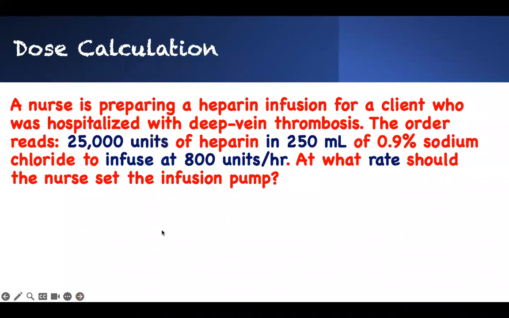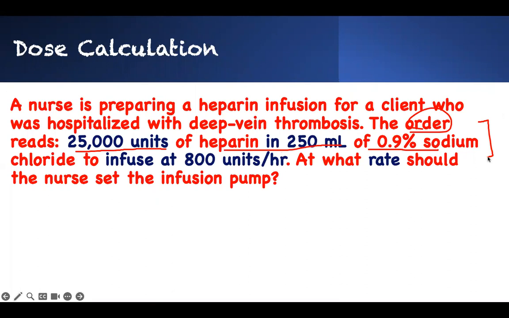A nurse is preparing a heparin infusion for a client who was hospitalized with DVT. Now he has DVT, right? She's preparing it. What is the order that she received? She received an order like this: 25,000 units of heparin in 250 ml. If you see this, this is what is available. This always confuses people. The order said what?